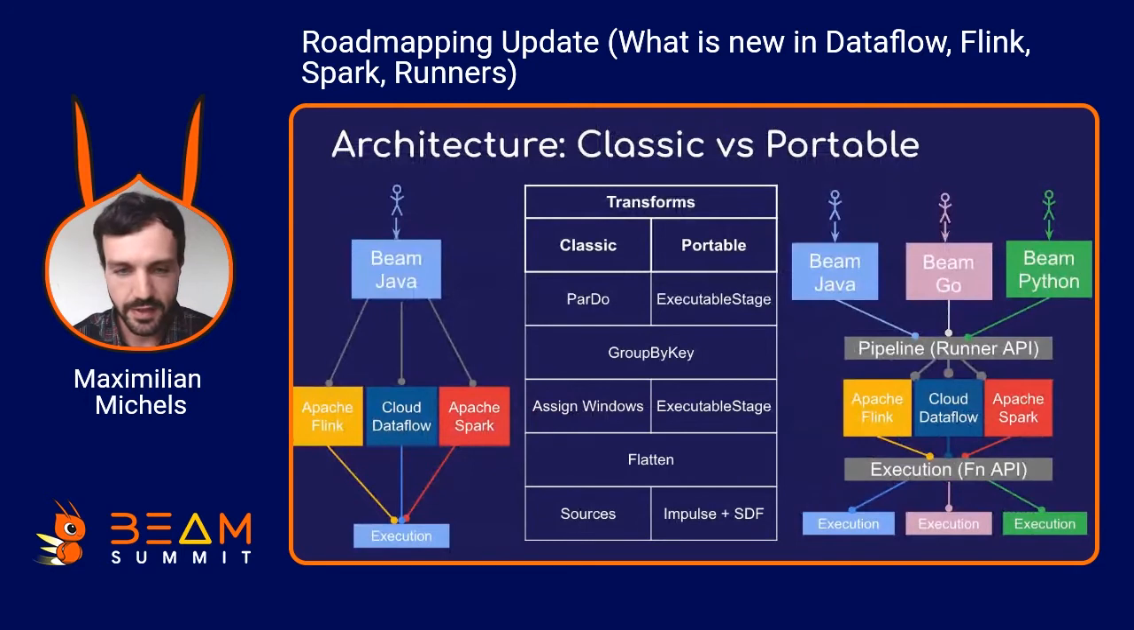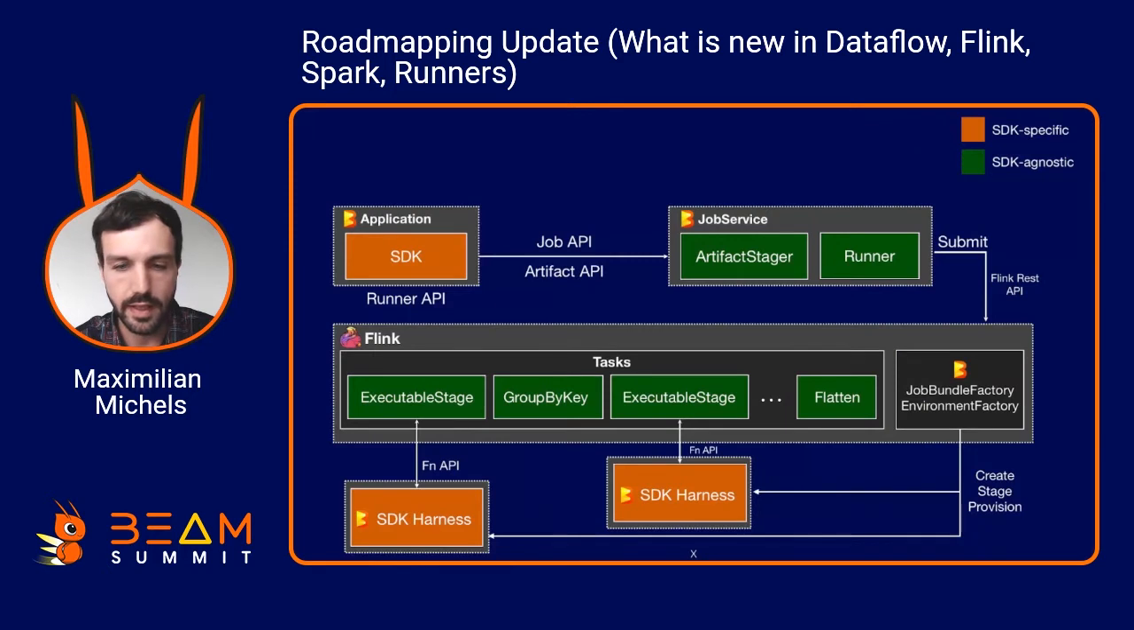So again, this is just an overview, but in terms of the transforms, which you might already be familiar with, like, for example, ParDo or GroupByKey, they didn't change too drastically. We still have the same transforms, but they're now exposed to the runner a little bit differently. So we have this executable stage here, and I will explain exactly what that means.